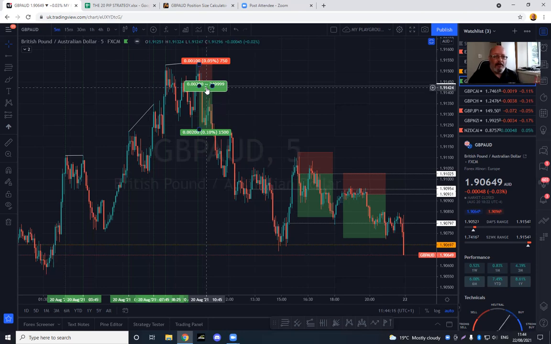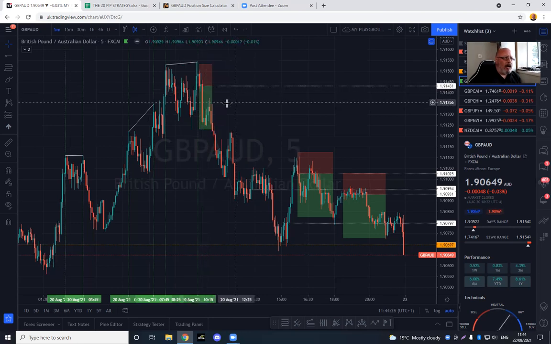Simple. Risking £10 to win, so possibly losing £10 to win £20, and so on and so forth. 100 to 200, and so on. So there is our first trade of the day on Friday from that setup.